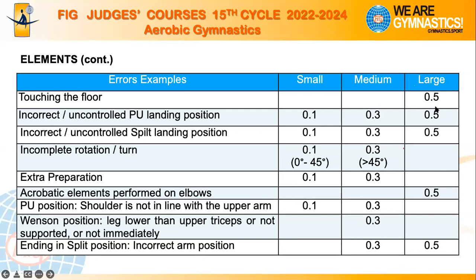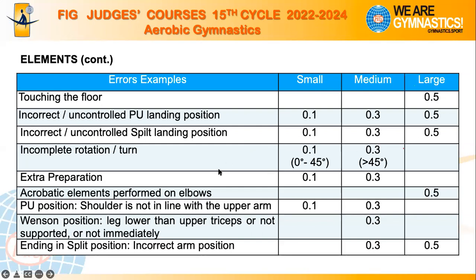Touching the floor, one time is 0.5. Incorrect or uncontrolled push-up landing. We don't want to see uncontrolled or incorrect landing in push-up, 1, 3, and 5. Incorrect uncontrolled split landing, as written in past newsletters, where your hands should be when you land: on 2 hands on both sides, 1 hand only, or 2 hands. These are the types of things you can check.